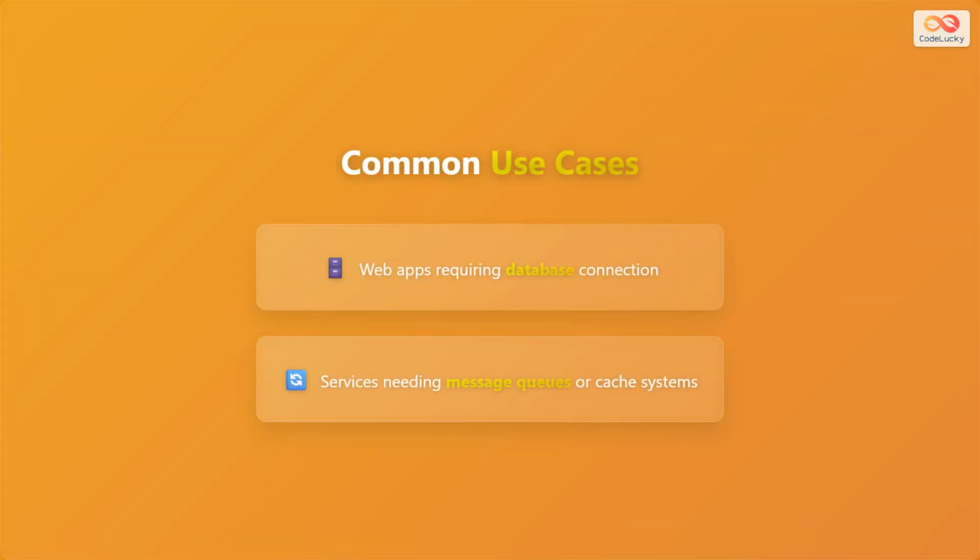Common use cases for depends_on include web applications that need a database connection and services that rely on message queues or caching systems. Using depends_on ensures that these dependencies are available before the dependent services start.